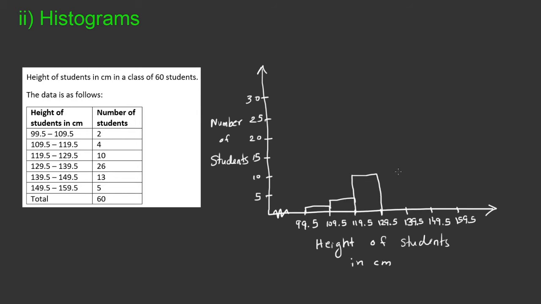From 129.5 to 139.5 there are 26 number of students. So I have to draw a bar like this. From 139.5 to 149.5 there are 13 students. So I have to draw a bar like this. And last 149.5 to 159.5 there are 5 students. So I have to draw like this. This type of representation is called histogram.